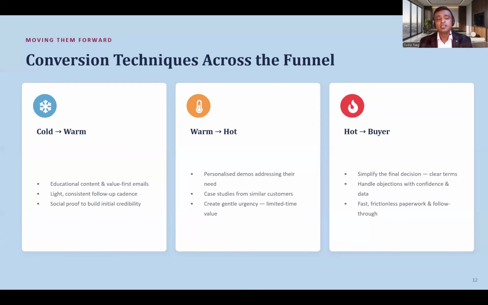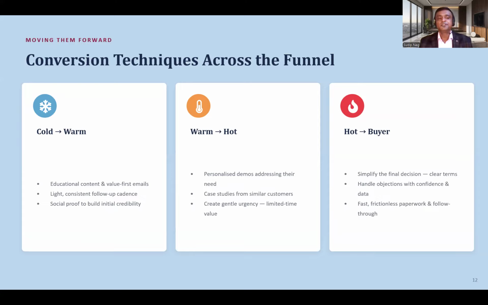So conversion, as I said, from cold to warm is where you need to look, then from warm to hot, and hot to buyer. It should not go backwards, that when they are in a position to buy, they become warm and then slowly become cold. That means something is not right.